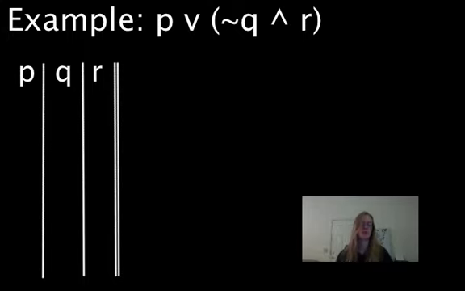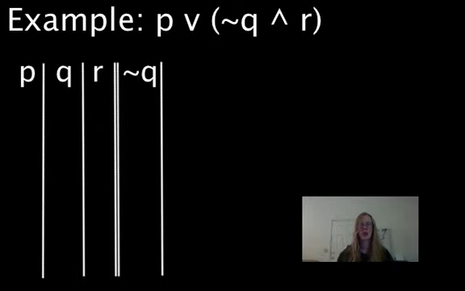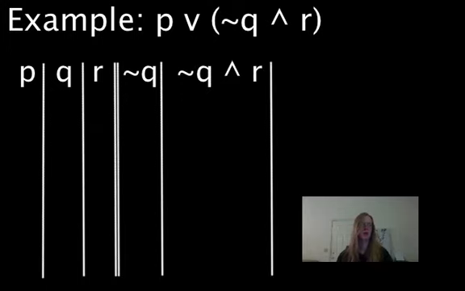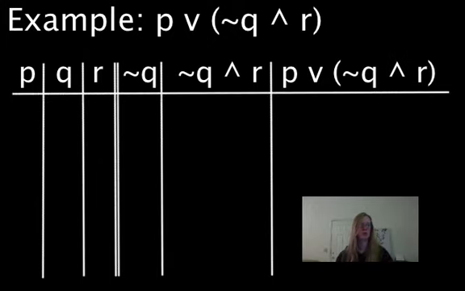The next thing I'm going to look for is anything that's negated, that's a statement, not a combination of statements. So the only negation I see in there is not Q, so I'm going to make a column for not Q. And then the next thing I want to do is look for anything that's grouped together. So the things that are grouped together are not Q and R. So I'll make a column not Q and R. And then my very last column is going to be everything all together because that's the only thing that I have left to do.